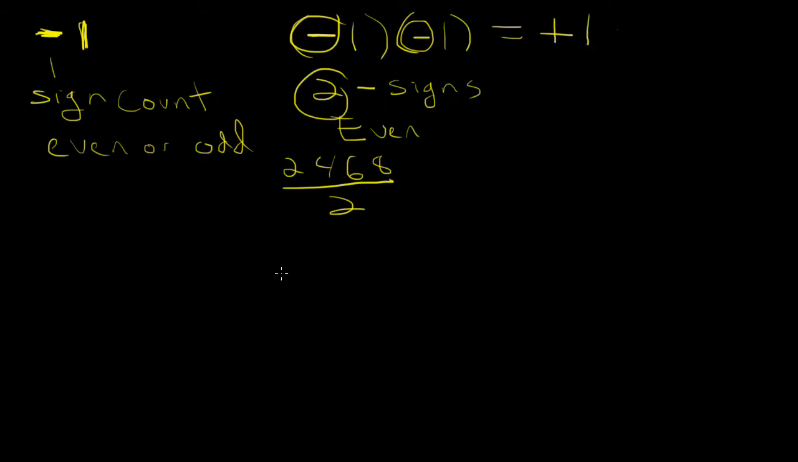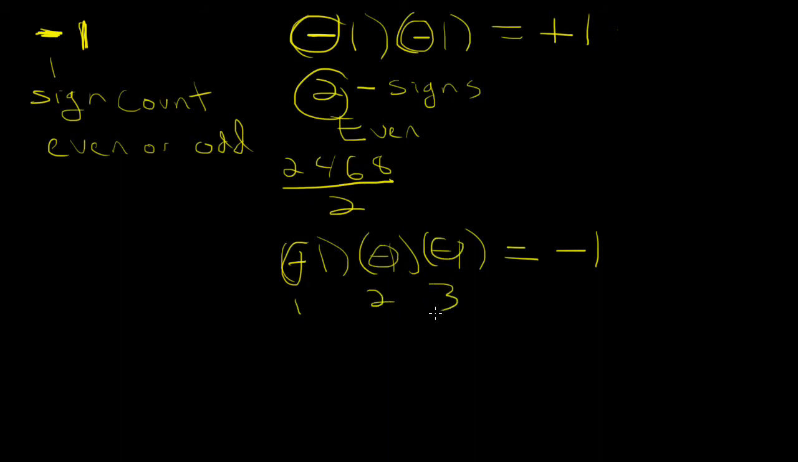If it was odd, if we had -1 times -1 times -1, that's going to give us, as we can count here, a -1. Why? Because it's odd. We have 1 sign, 2 signs, 3 signs. Look at that, 1, 2, 3. 3 signs. This number is odd. It is not evenly divisible by 2 into a whole number. Think of it like 1, 3, 5, and 7.